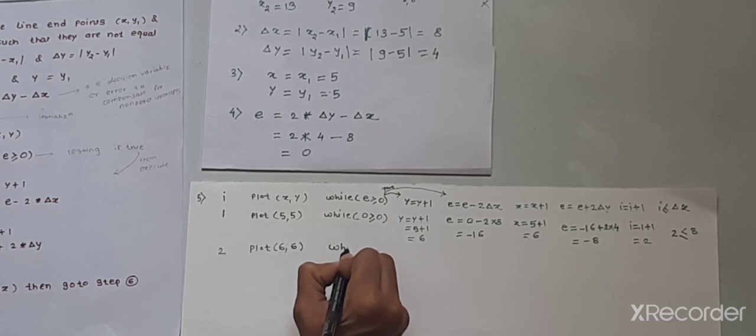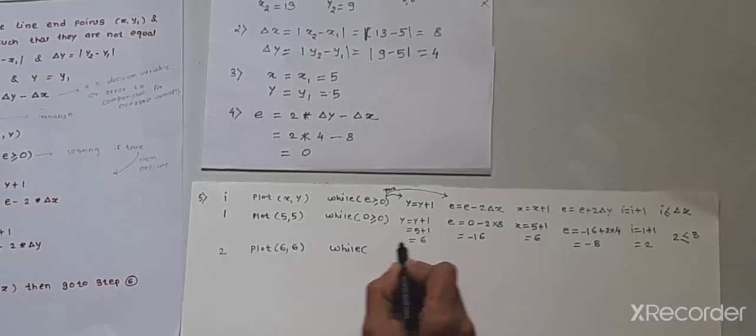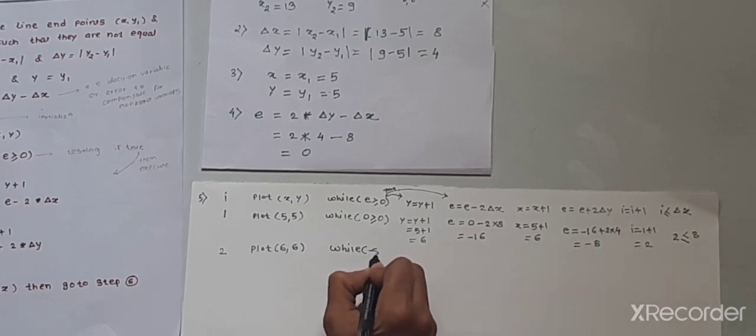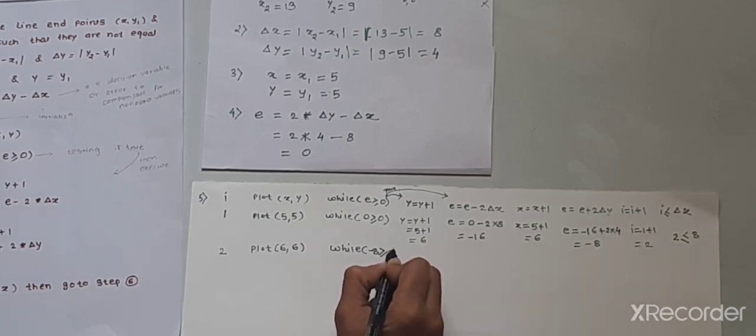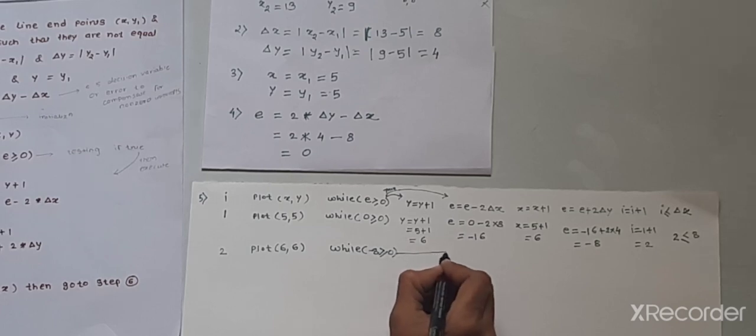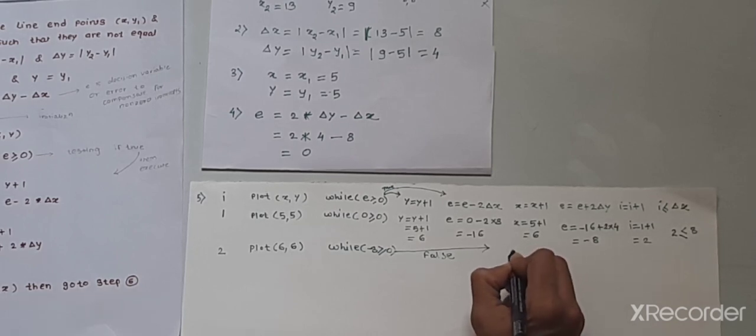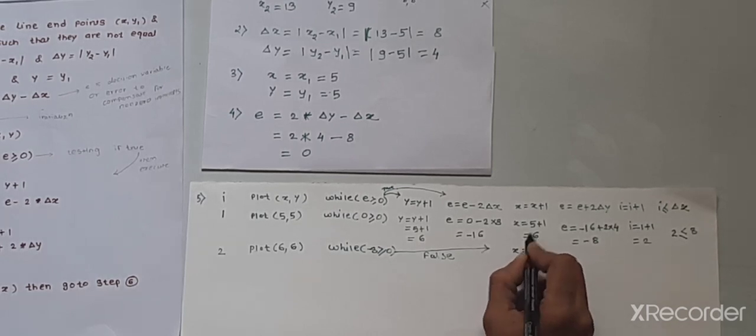Now once again go for while our e value that we have calculated in the last step, it is minus 8. So minus 8 is greater than or equal to 0. This condition is false. So these two statements are not going to execute. So go for execution of the next point, that is x is equal to x plus 1.